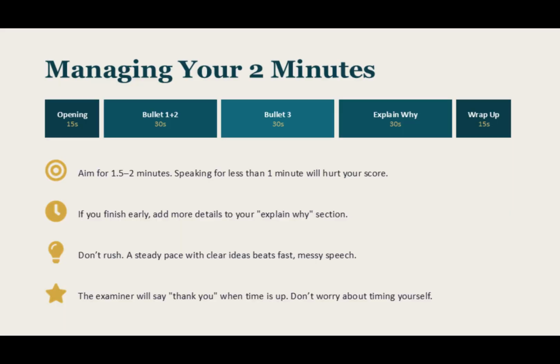What we need to talk about is our structure, our information that we're putting into what we are saying. So a suggested time breakdown is maybe 15 seconds for the opening, maybe 30 seconds for bullet points 1 and 2, maybe another 30 seconds for bullet point 3, and for the last bullet point explaining why, we can also do another 30 seconds. And for the conclusion, for the summary, we can do maybe 15 seconds.